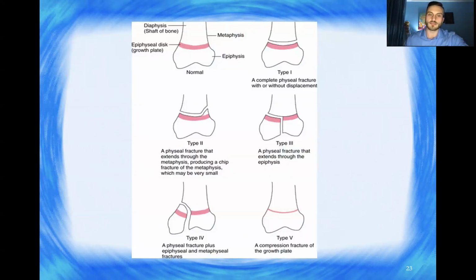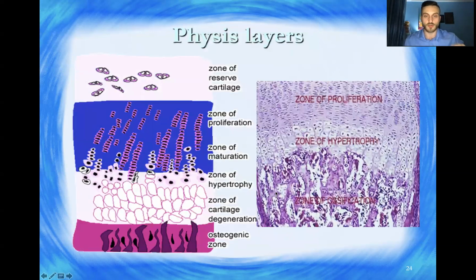We already talked in the last lecture about the Salter-Harris classification. This is the normal. The pink is the epiphysis. If the fracture is through the physis, this is type 1. If it involves the metaphysis, this is type 2. If it involves the epiphysis, which is the articular surface, type 3. Type 4 is metaphysis with epiphysis through the physis. And type 5, which is the worst, is compression of the physeal plate. So it's compression, and most likely it will end up with disturbances of the growth.